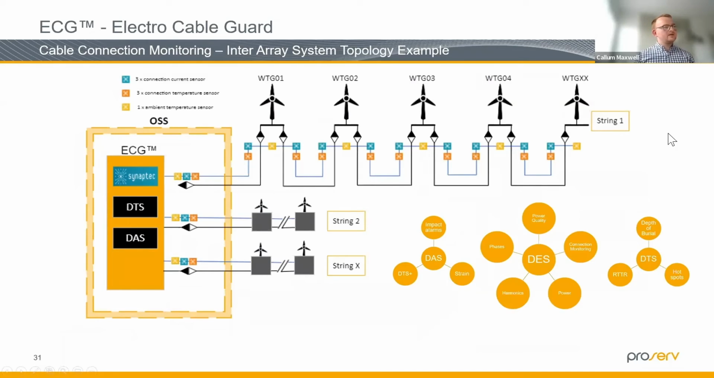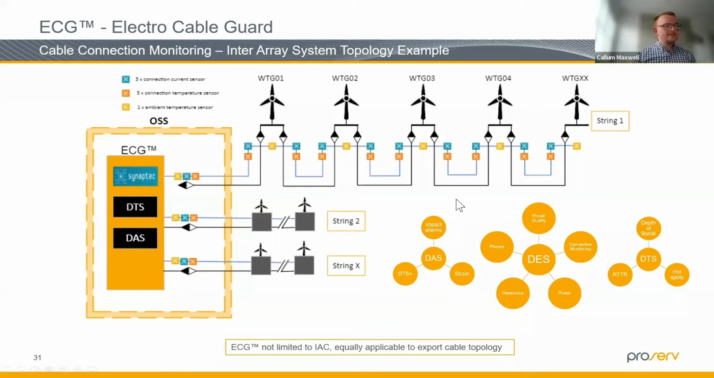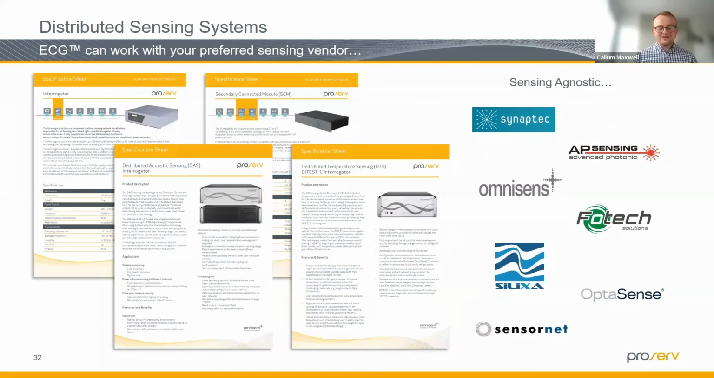Excellent. So what we've got here is essentially a really simple topology example. Chris has already chatted about how it works from the integration of DES and how that can be deployed. What we do is, on the offshore substation, we'll incorporate that interrogator with DTS and DAS across all the strings. And I just want to reiterate that this is a completely scalable approach, so no matter how many wind turbines, no matter how many strings, we can build a system with the suitable specifications that will allow you to monitor it in great detail.